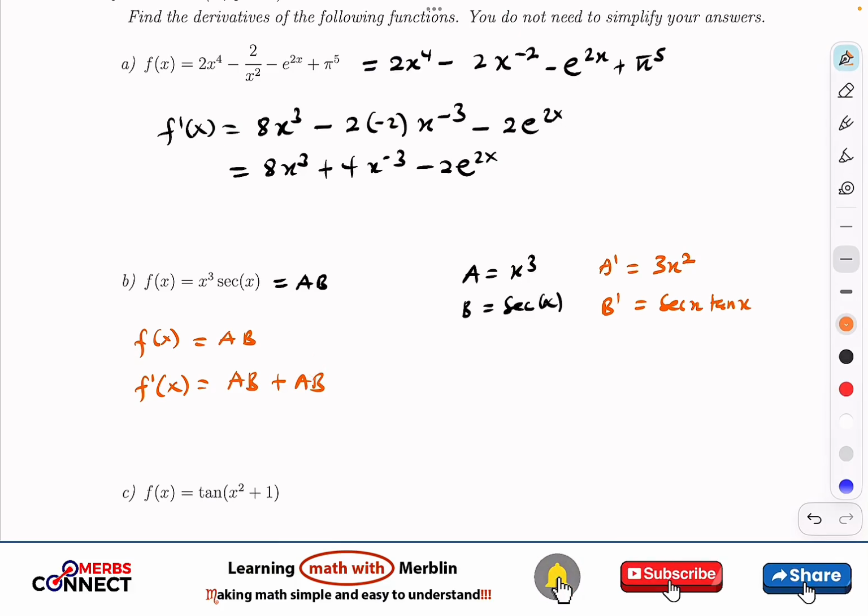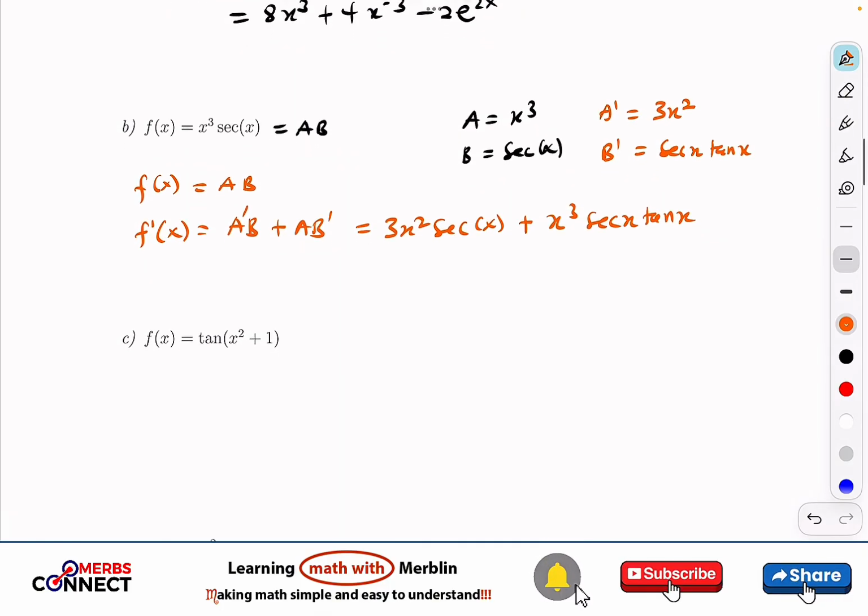So any of them works because addition is commutative. So if I want to use the prime here, then I'll put the prime on this one, and I'm done. So let's do that. A prime times b gives us 3x squared secant of x, plus a times b prime. So a times b prime is going to give us x to the power 3 secant x tangent x. So this is super simple here.